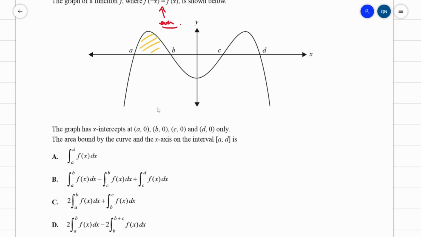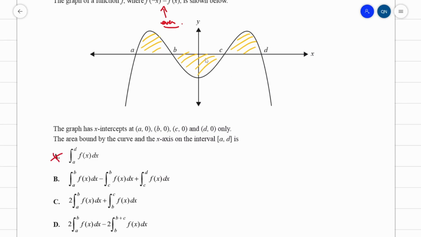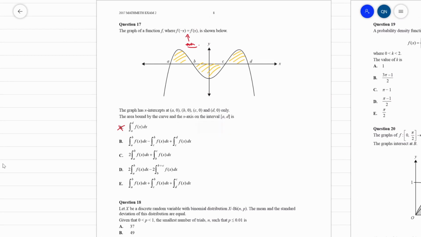So we're going to go from a to b, b to c down here, then c to d. First of all, it's not going to be a straight integral, because if you just integrate straight from a to d, you're going to get this negative area here, which is not going to give you the actual bounded area.